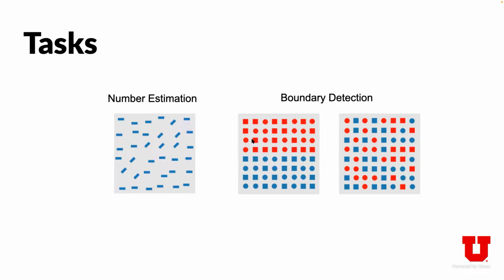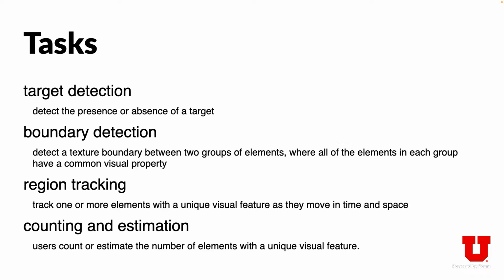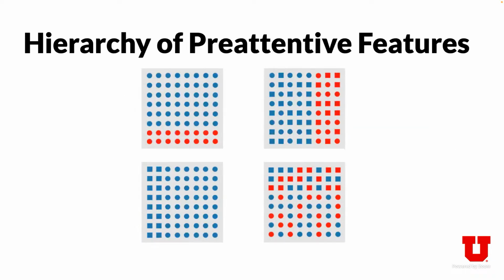And then we can do number estimation, right? We get a very good sense of how many elements have a certain property. If I showed you 5 red dots, you would immediately know that there's 5 red dots, right? Or ballpark 5 red dots. To be precise, you would have to count, right? And region tracking, if it moves, is also possible with these pre-attentive properties.